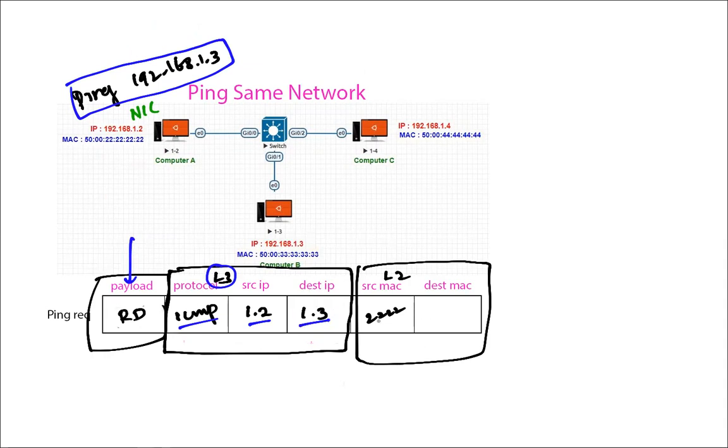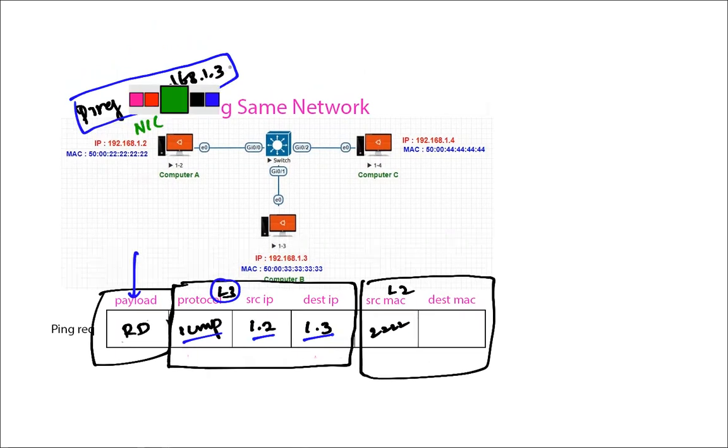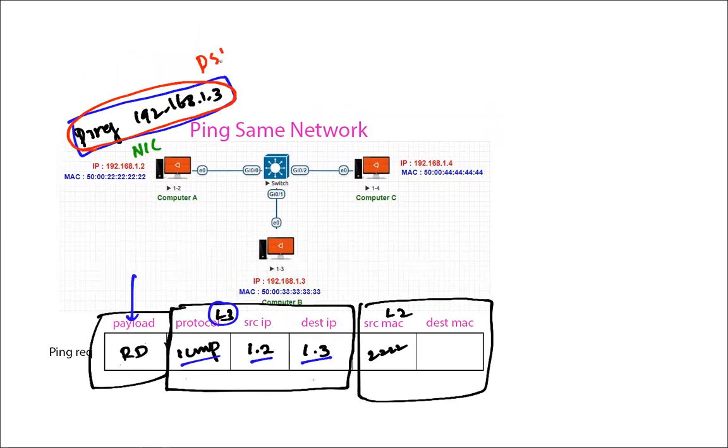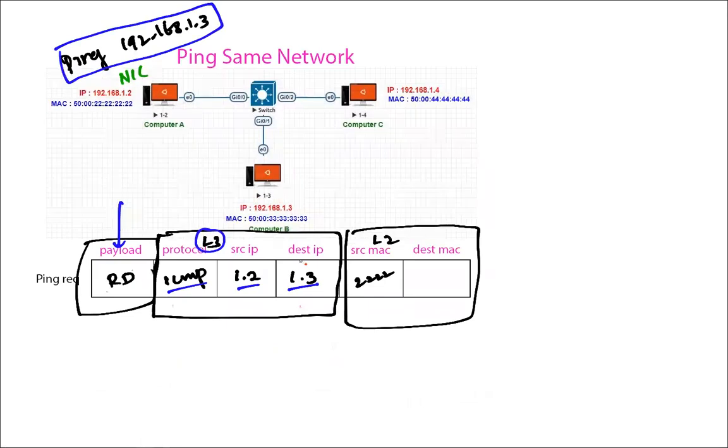But what about the destination MAC address? The source MAC address, of course, the PC knows its own MAC address, it can fill it. What is the destination MAC address? Did I mention my destination MAC address in the command, guys? My question is very simple. In my command, I mentioned only the destination IP, correct? So with that command, the PC can fill only the destination IP. It cannot fill the destination MAC address.